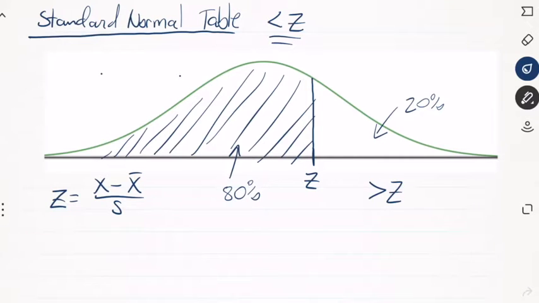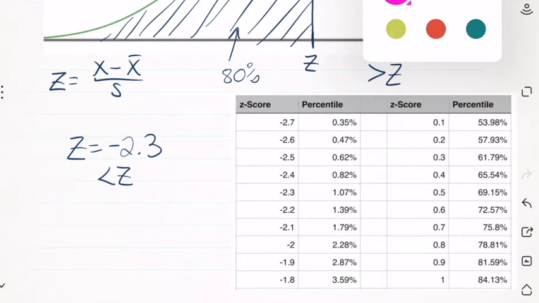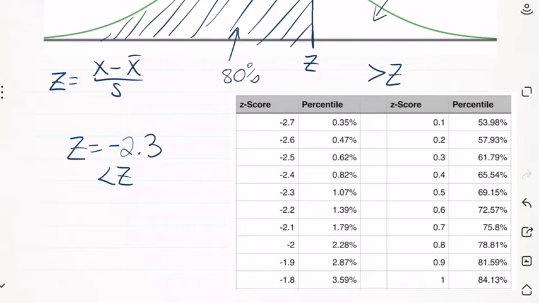So one of the more simplified tables looks like this. And the way you're going to read it is if you ended up with z equals negative 2.3, then the probability of being less than this z value is going to be given by, you look up negative 2.3, which is here. This first column is a z-score.